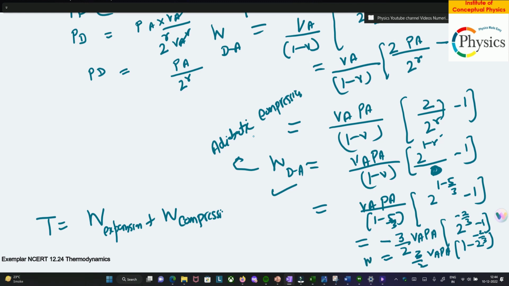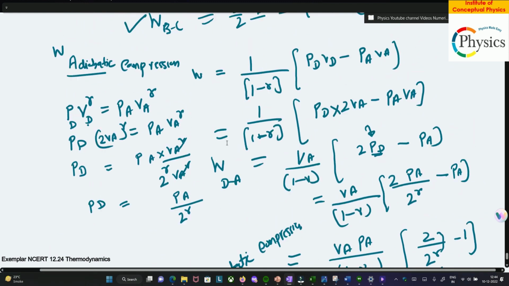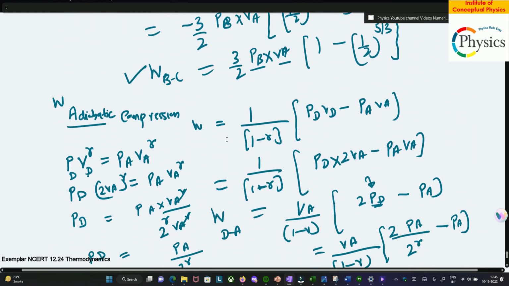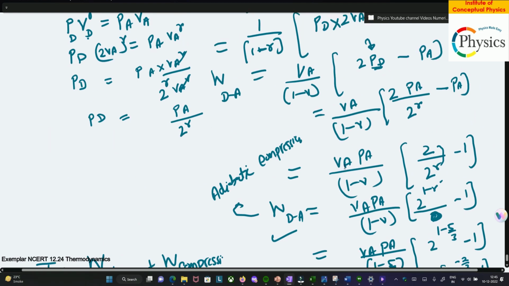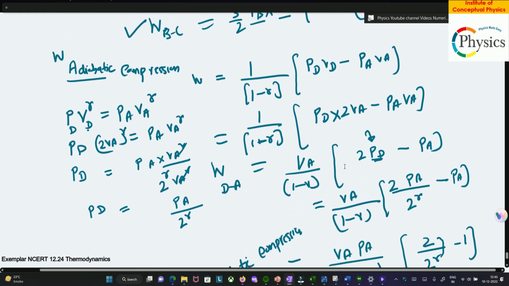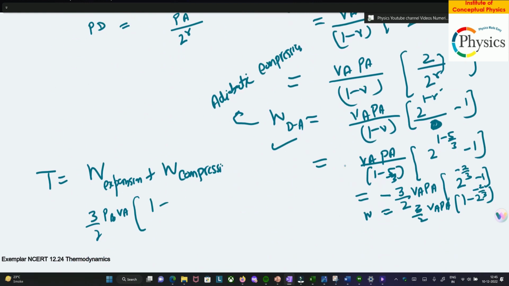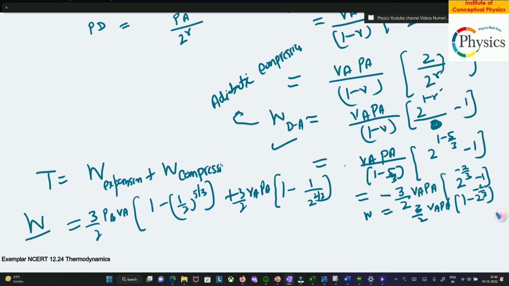So let me just add these two work done and try and solve. Okay, so it's 3 by 2 PBVA, right? It's 3 by 2 PBVA into, in the bracket, 1 minus half raised to power 5 by 3 plus 3 by 2 VA PA, and this is 1 minus 1 upon 2 raised to power 2 by 3. So this is your total work done in this engine, right?